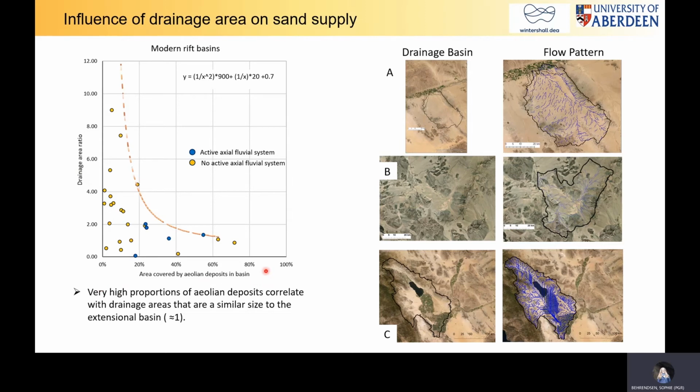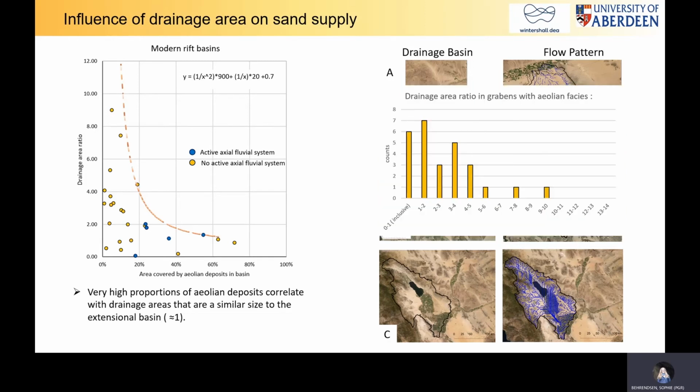And you can see that there's a general correlation between a low drainage area ratio and a high proportion of aeolian sand, and a high drainage area ratio and a low proportion of aeolian sand. But in general, most of the rift basins in our study had quite a local drainage, which you can see as the drainage area ratio is mainly at 0 to 2, and then we only have a few basins where the drainage area ratio is larger.